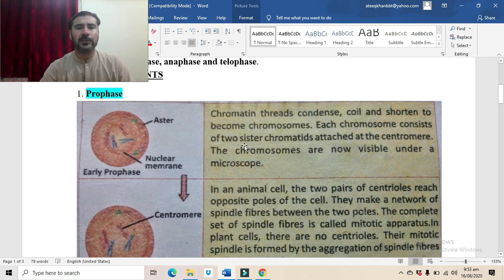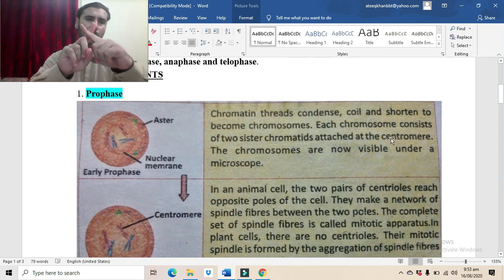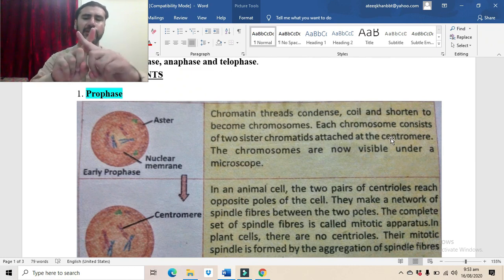Each chromosome consists of two sister chromatids attached at the centromere. Now this is a chromosome, this is one chromatid, this is another chromatid. They are attached here at the center, this central region, which is known as centromere.